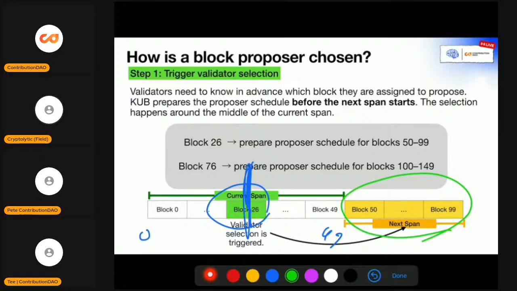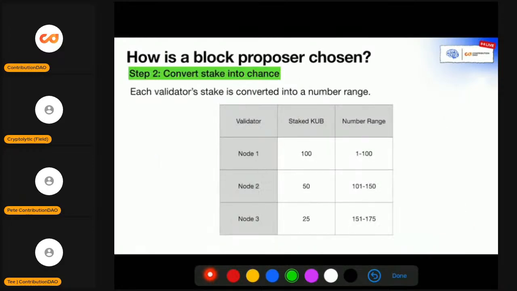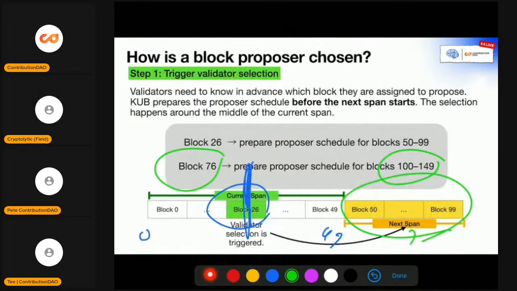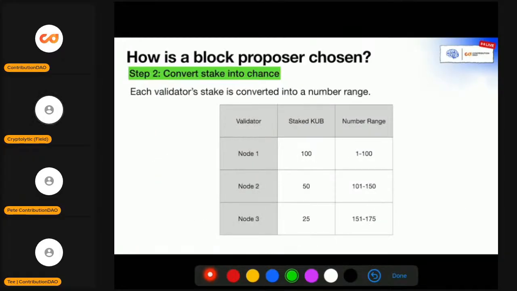And for the second span, at block 76, it is going to run the assigning process to assign the processors for block 100 to block 149. And that is all of the process, I mean, when you should trigger the assigning process. Next, now we know when to assign the processor.